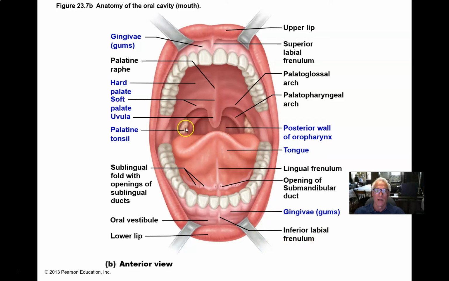You can see again the palatine tonsil here in the posterior. The soft palate gives rise to this funny, dangling, fleshy structure here called the uvula. And you hardly ever think about it, but when you do think about it, you think, how odd is this thing hanging down in the back of your throat?